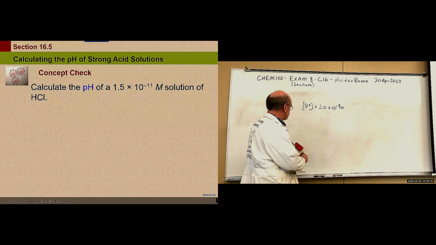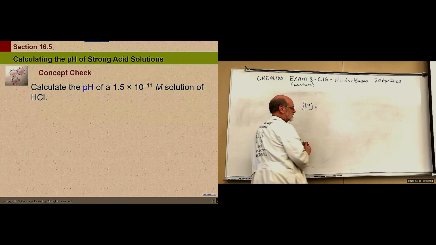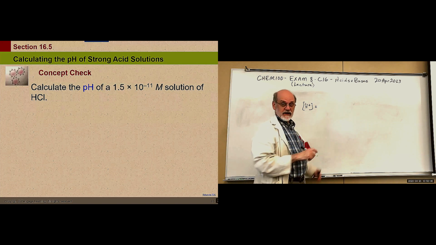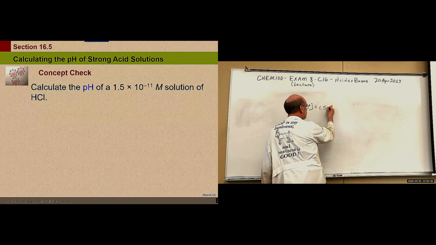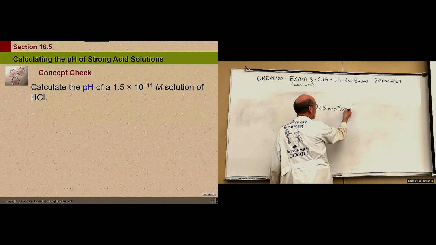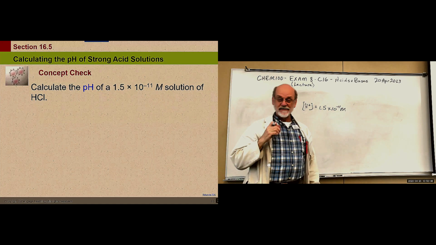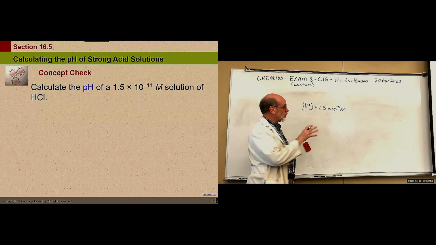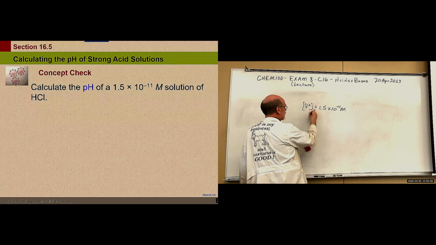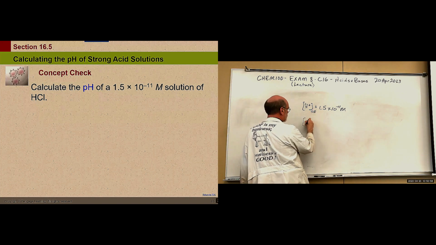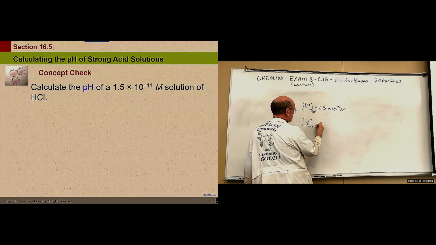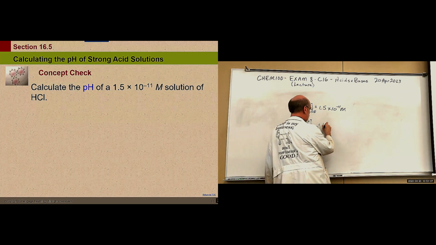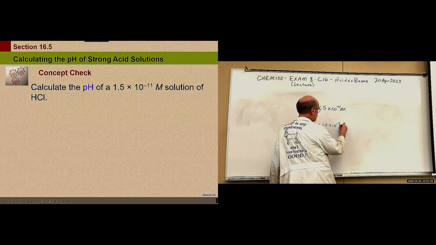All right, here's a curve ball. Suppose you added hydrochloric acid in this concentration, 1.5 times 10 to the minus 11 molar. Okay, how do you calculate that pH? Well, here's where you need to consider water. This is from hydrochloric acid. How about from water? Neutral water. What's the hydrogen ion concentration? 1 times 10 to the minus 7 molar.